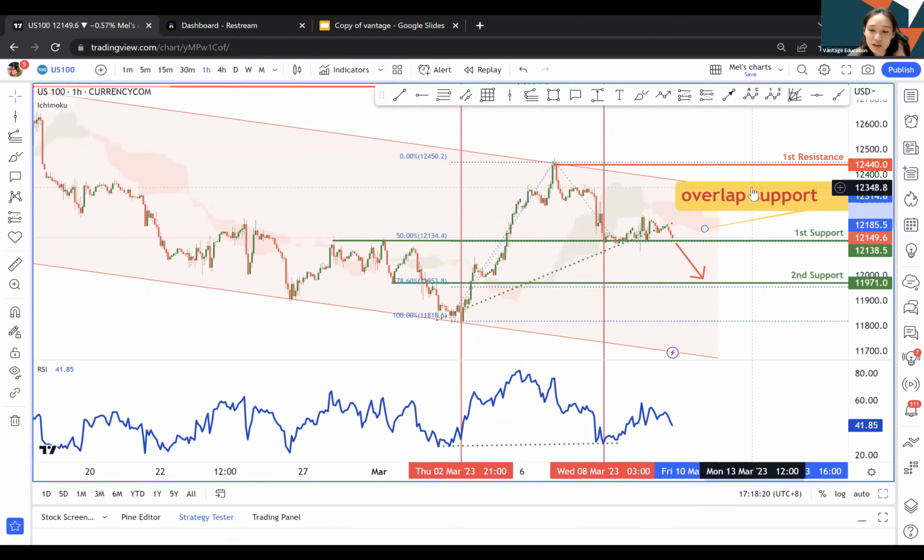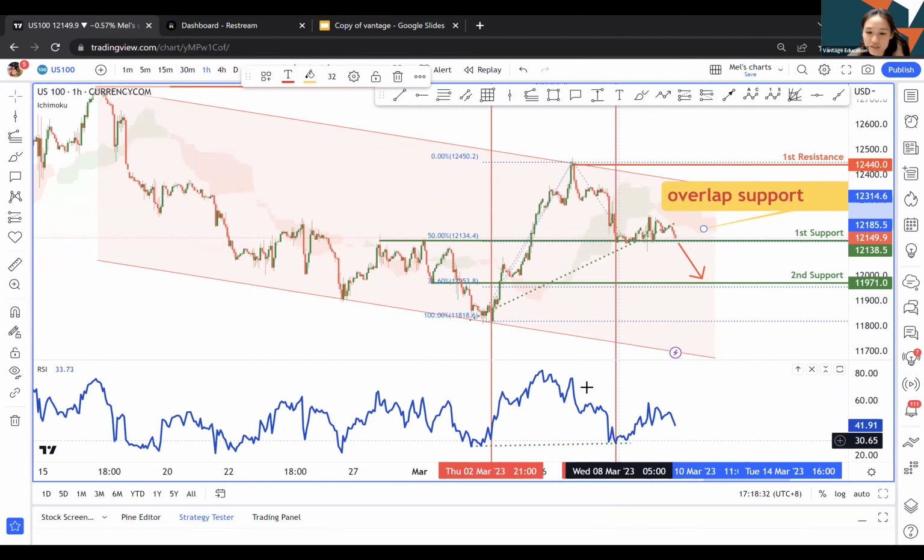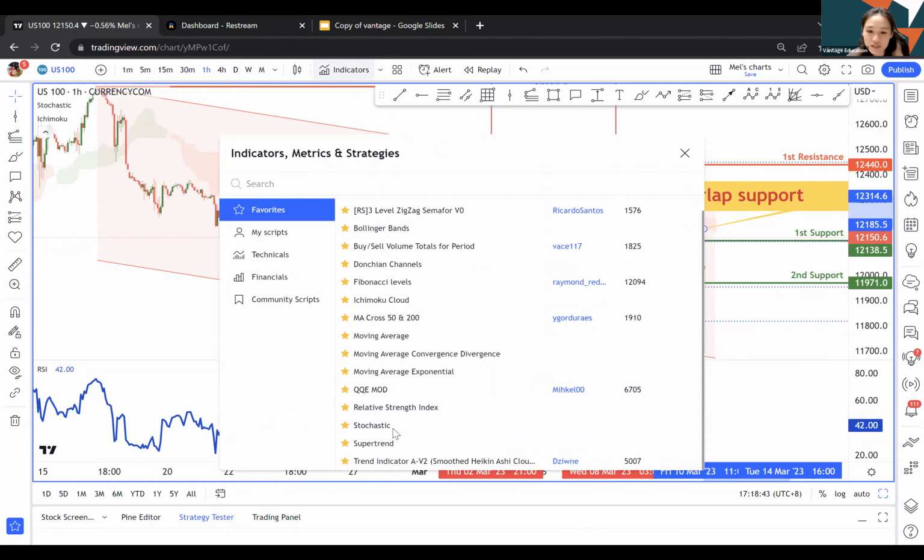So what happened now is that price could likely either break through, which is what we are hoping, or we could see it bounce off of our first support. But in this case, all of our indicators so far have shown us that there is bearish momentum. So let's try one more indicator. I'm gonna try stochastic.